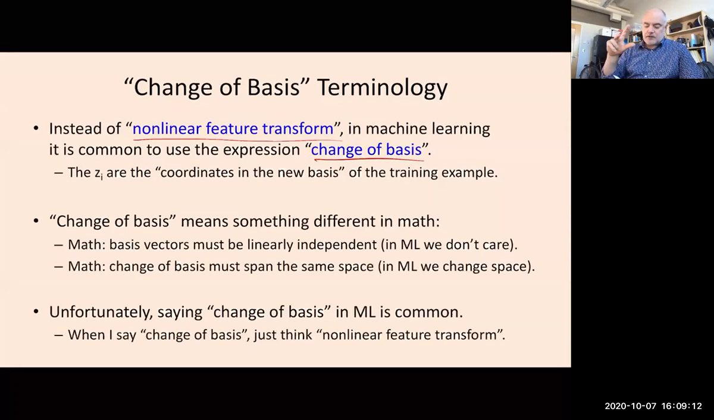In math, a change of basis technically spans the same space, right? In machine learning, we're going to change spaces. So when we go from the x basis to the z basis, we're actually changing the dimension of the representation, right?